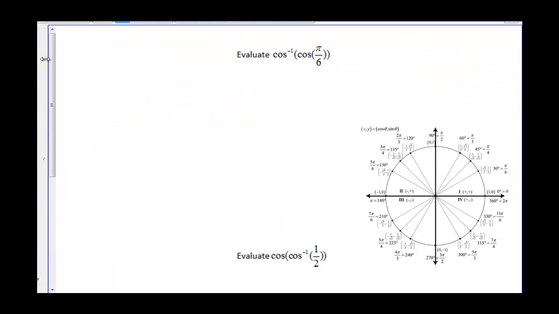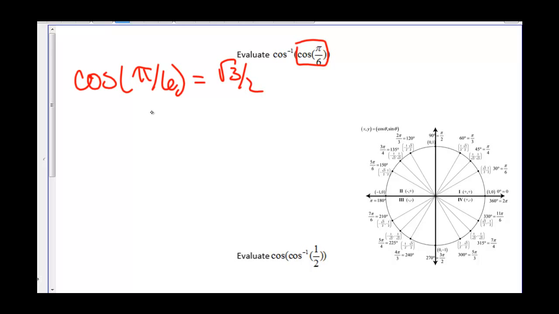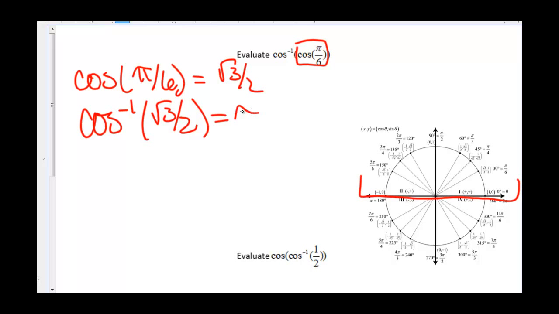So let's try evaluating some expressions. We have the inverse cosine of cosine pi over 6. So first we do the inside. Cosine of pi over 6, looking at the unit circle, gives us square root of 3 over 2. The inverse cosine of square root of 3 over 2 between 0 and pi is pi over 6.